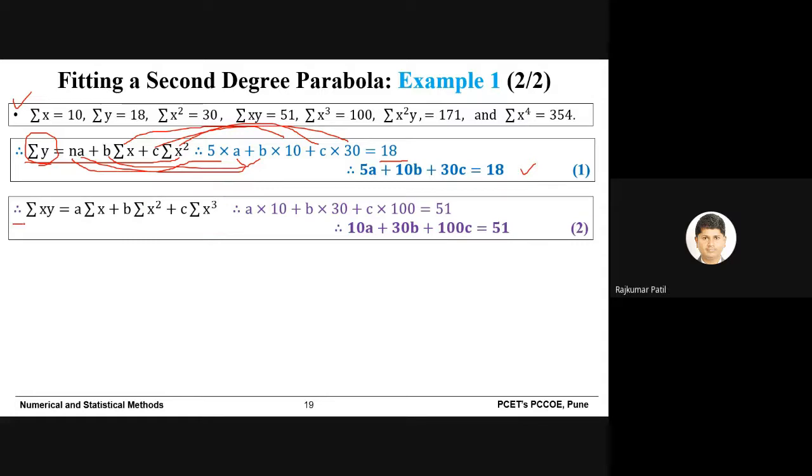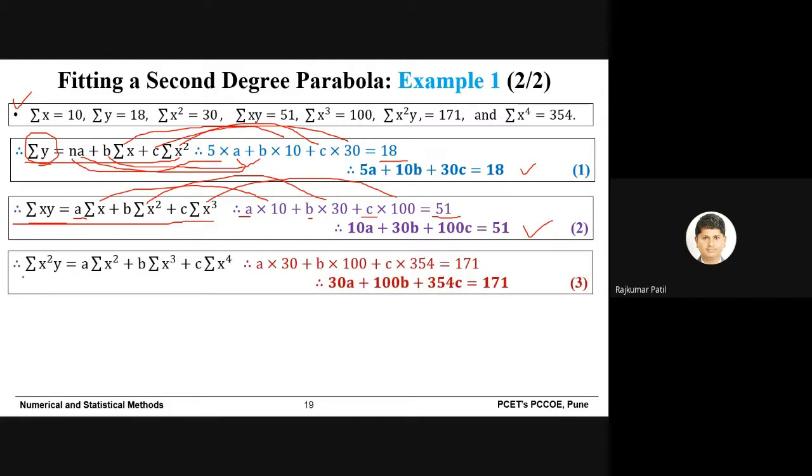Then we go to the second normal equation where a is unknown, the value of summation x is 10, b is unknown, summation x square is 30, c is unknown, summation x cube is 100, and summation xy is 51. So put all the values and simplify the equation. Upon simplification you will get 10a plus 30b plus 100c equal to 51. Let's call this equation number 2.